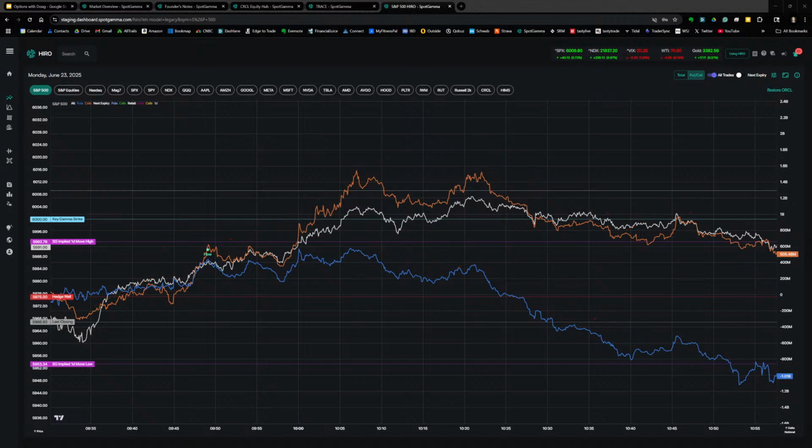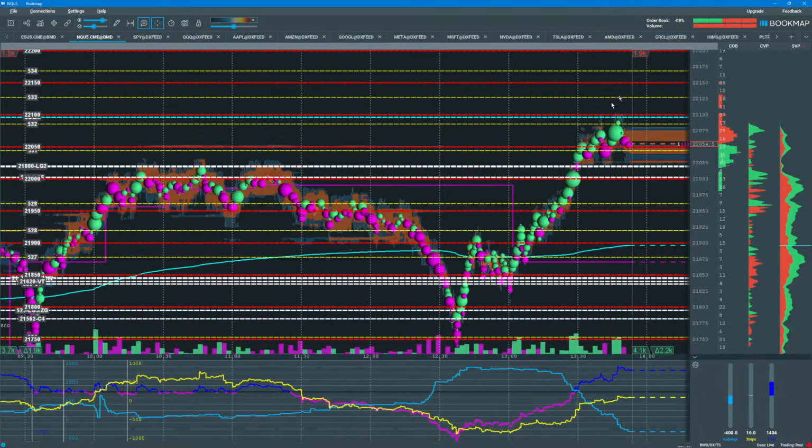So bullish opening drive, then a short as SPX moved up toward that 6,000 level and the pocket of positive gamma where market makers were trading against price. And the call buyers and put sellers took the foot off the gas. All right, back to Bookmap.